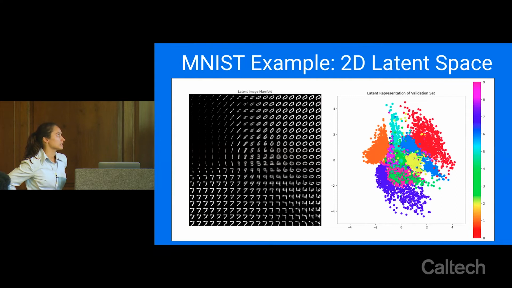Okay, so this is an MNIST example. On the right side, that's the 2-dimensional latent space. And on the left side, it's what the images we create look like.